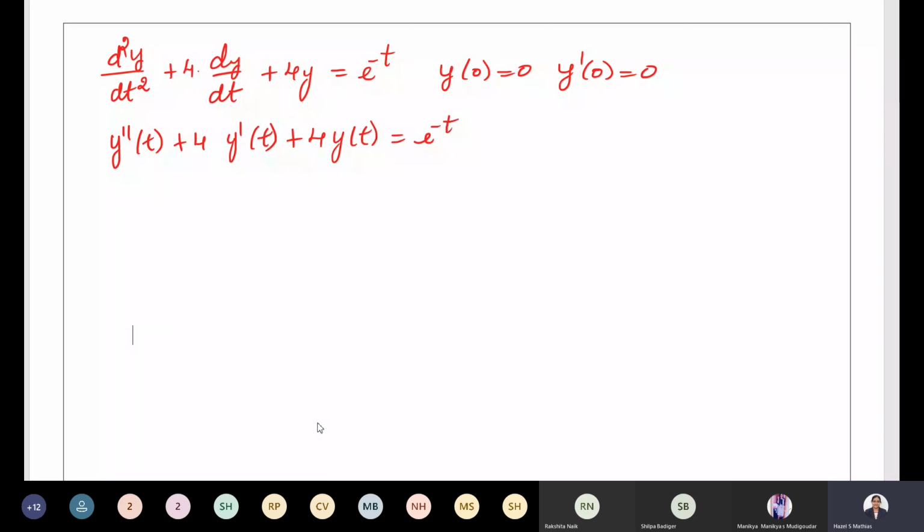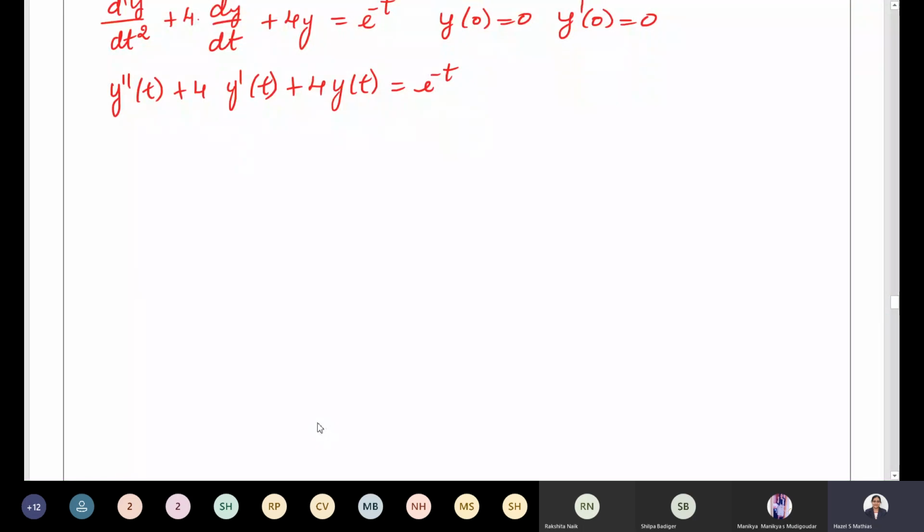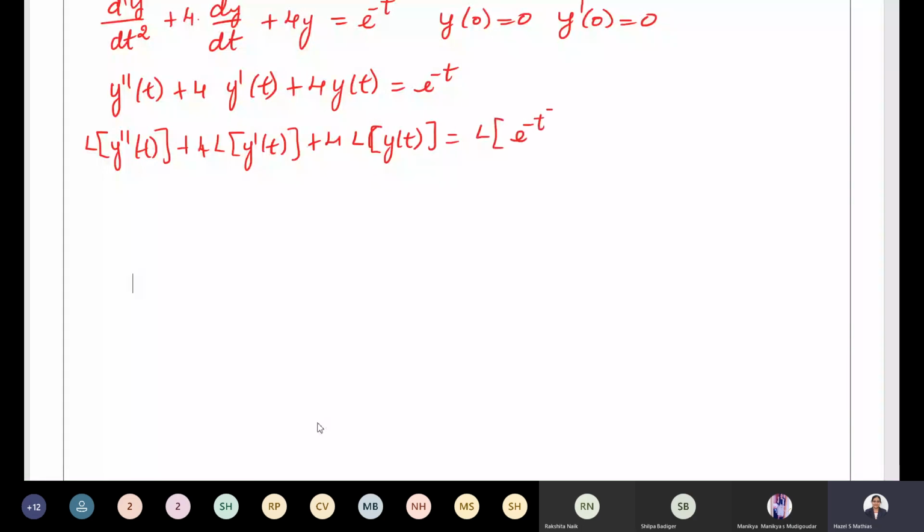Now let's apply Laplace transform on both sides. So what do we get? Laplace transform of y double dash of t plus 4 into Laplace transform of y dash of t plus 4 into Laplace transform of y of t, that is equal to Laplace transform of e power minus t. Now let's substitute all those values whatever we have discussed. So what is Laplace transform of y double dash of t? It is s square into Laplace transform of y of t minus s into, what is s?